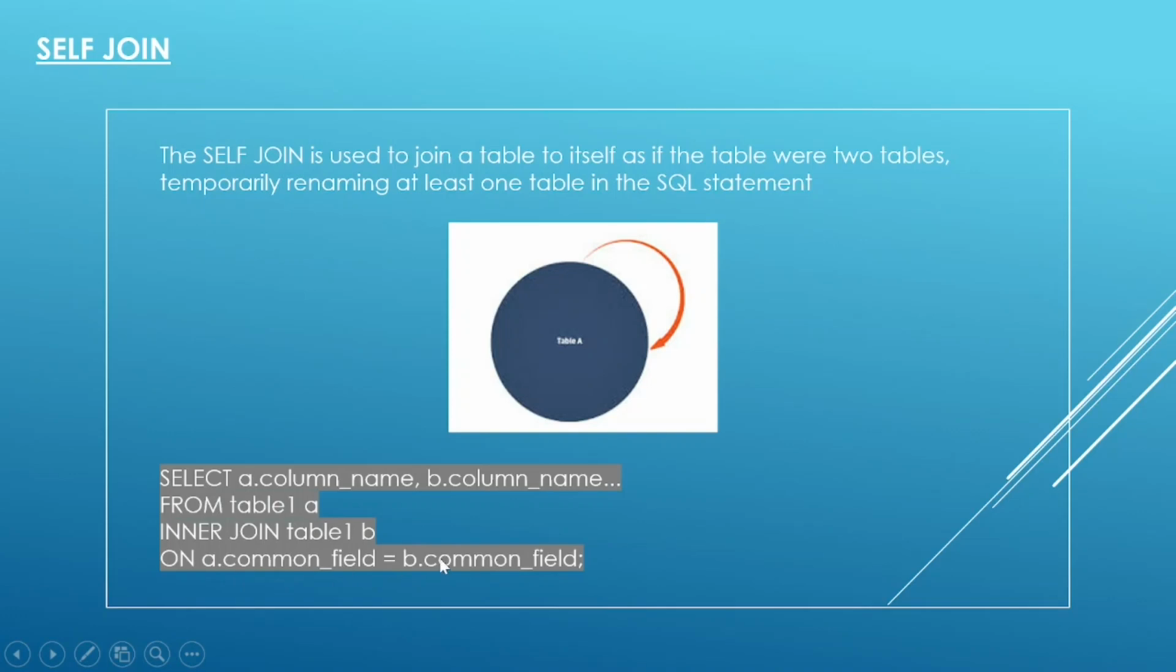Now these two common fields are different, because if you're matching the same field to itself, there is no benefit. This is similar to the VLOOKUP in Excel, wherein you do a VLOOKUP from one column of the table to another column of the same table. Let's take a look at this in practice for better understanding.